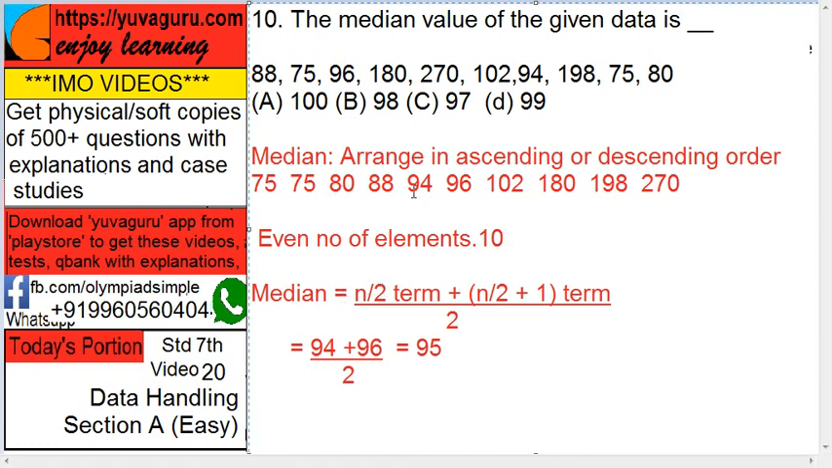3 plus 2, 5. 94. 94 plus the next term, 96. Next term, n/2 plus 1. So 94 plus 96, upon 2. If you do it, you will get 95.